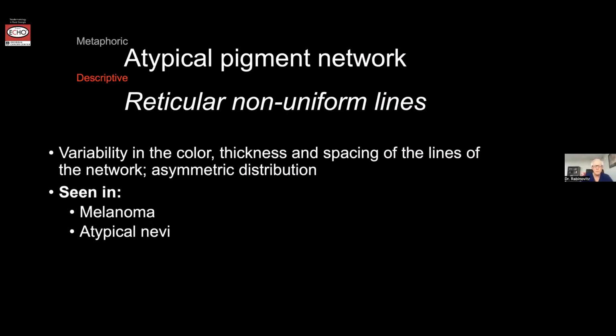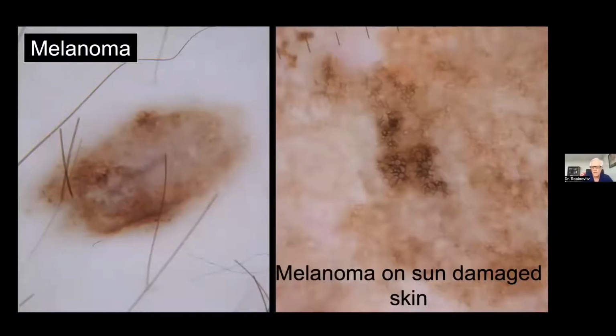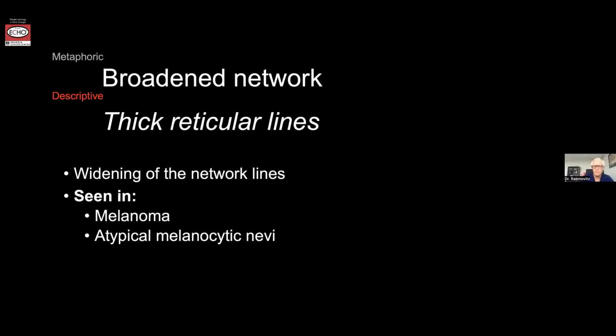Now, the atypical pigmented network is variability in the color, the thickness, and spacing of the lines of the network. And this is seen in melanomas as well as atypical nevi. Here we have examples of melanomas with atypical network. You can see that the network is thickened and prominent at the periphery. You can see there's variations in the color as well. More examples of melanomas showing you atypical network.